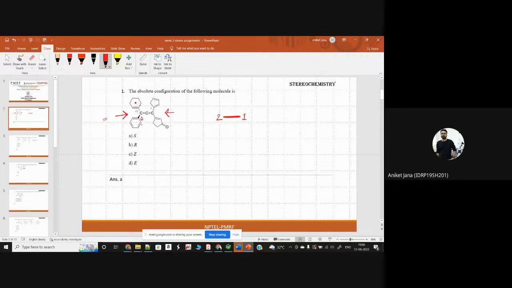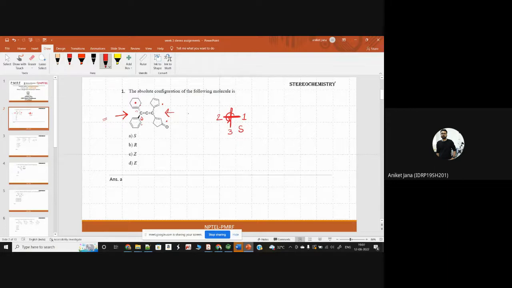And then the backward carbon we will put as the vertical line. And which one is of the highest priority on this carbon, this one or this one? The one which has the double bond to O. Yes, the double bond to O is of higher priority, right? So we will put it as 3. And then we put 1, 2, 3. And what is this, R or S? S.